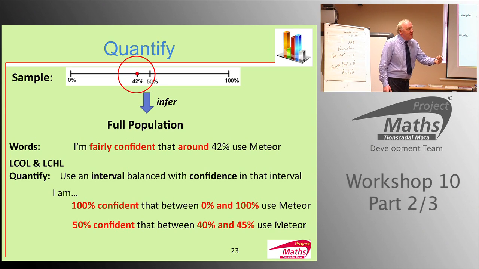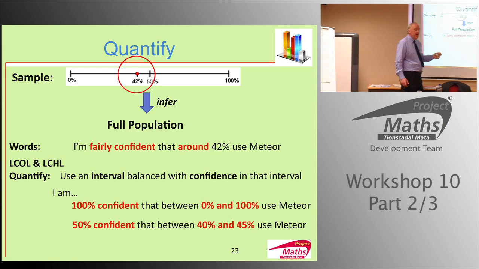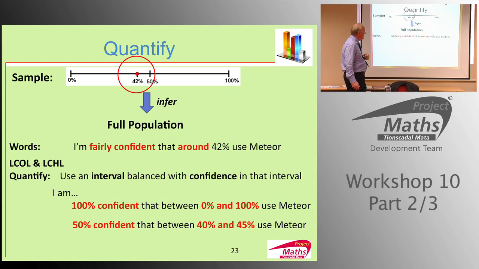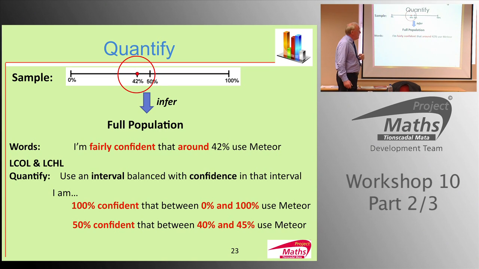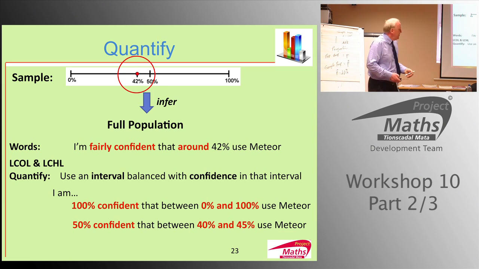But you see, those are just words. We need to quantify now. When we take a sample, we need to infer to the full population. So I could say I am fairly confident that around 42% use Meteor. Okay, I am fairly confident, I'm reasonably confident.